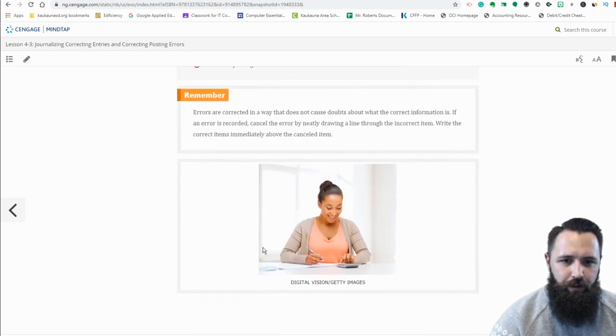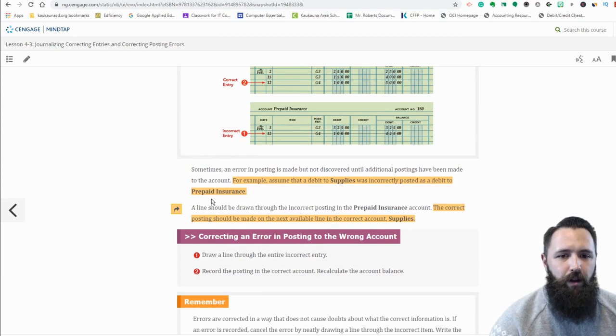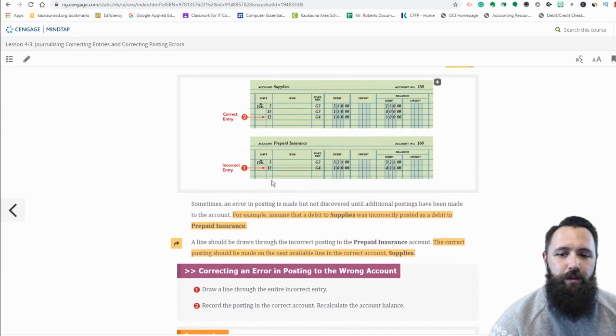So let's see, does it give us something? It says a line should be, or sometimes an error in posting is made but not discovered until additional postings have been made to the account. So you can see here that it looks like we're supposed to record this in supplies, a debit in supplies, but instead we recorded it in prepaid insurance.